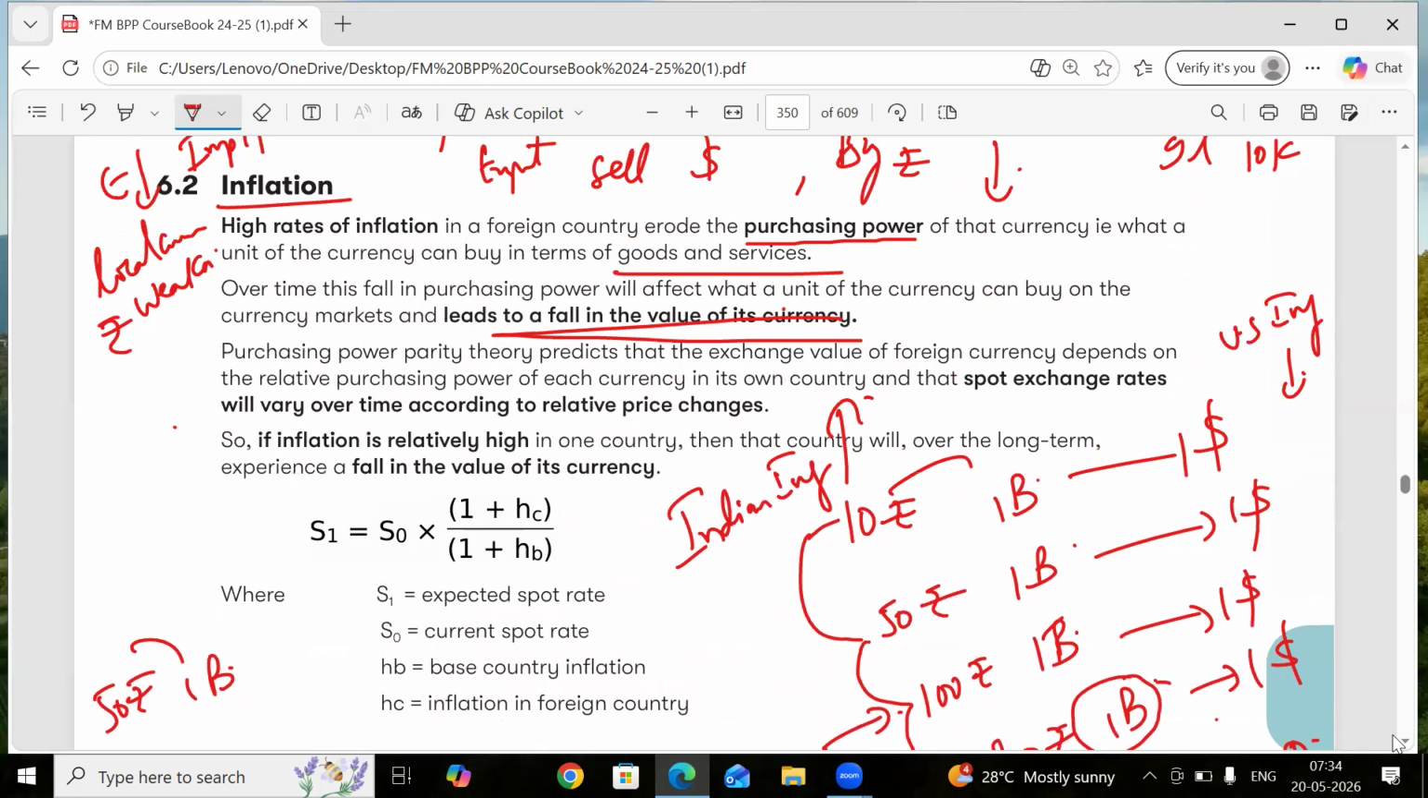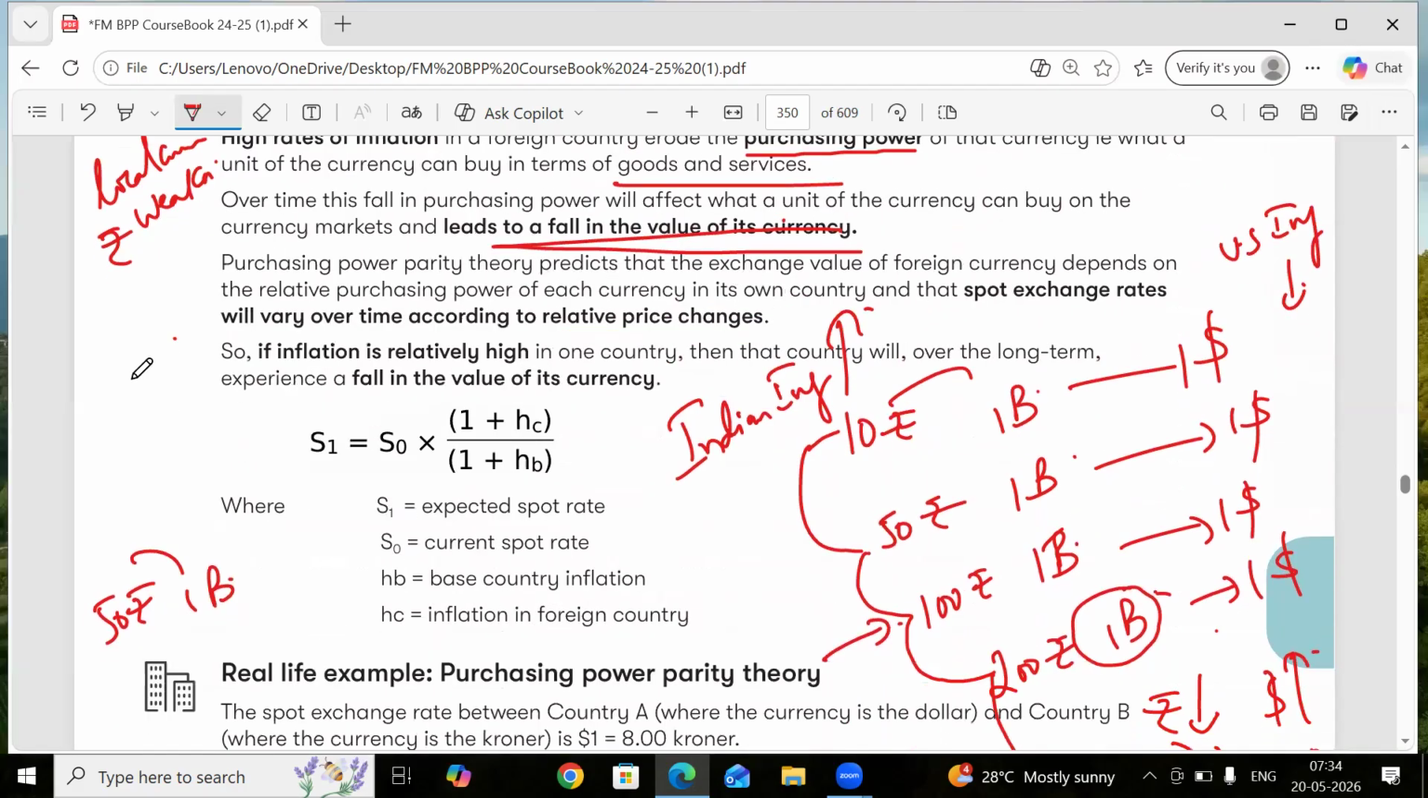Purchasing power parity theory predicts the following. Today if something is 50 rupees in India and 30 rupees in the US, this is not going to continue for a longer period of time. They have to become equal. That means the product has to become 50 rupees equal to 50 rupees. If that is not the case, there are arbitrage opportunities. So what is an arbitrage opportunity? I have to first explain that to you.